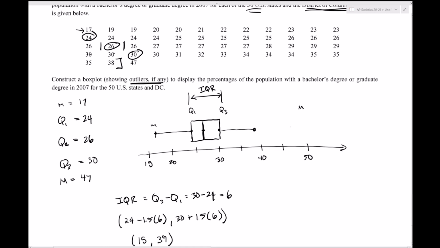Mark it with whatever you want, like a heart, which my hearts are kind of ugly looking. Either way, I'll just put an asterisk. That should work. That's 47. So any outliers you have, you mark them with asterisks, or any way, shape, or form that makes it obvious that one's an outlier.